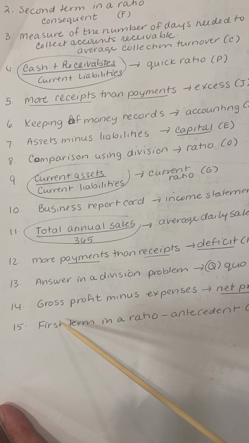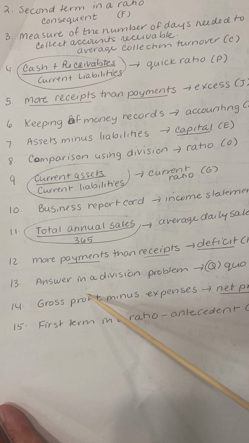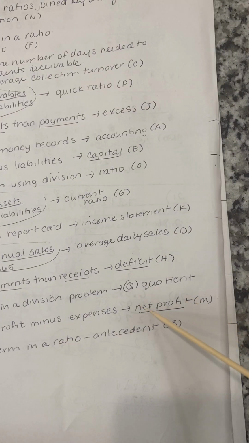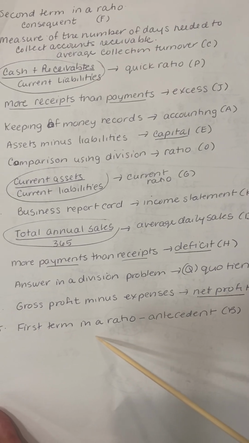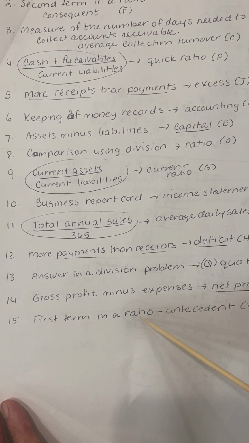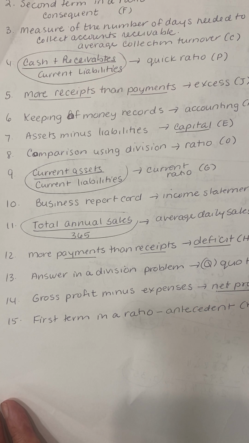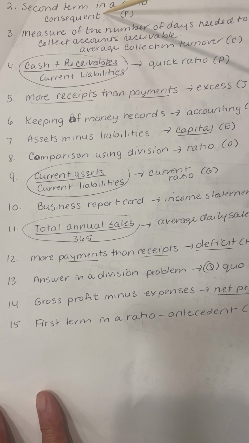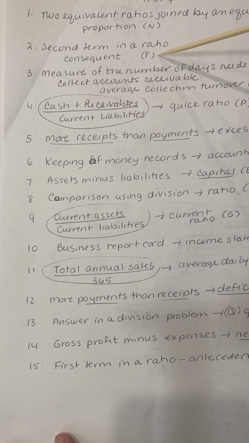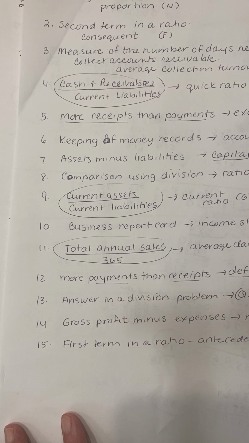Number 14, gross profit minus the expenses. So if you take your gross profit and you take off your expenses, you're going to have your net profit, which is M. Number 15, the first term in a ratio is the antecedent, which is B. Remember I said ante means first, so antecedent, that's B. So remember the consequent is the second term, what we had up here. The second term is F, consequent, and the first term is B.